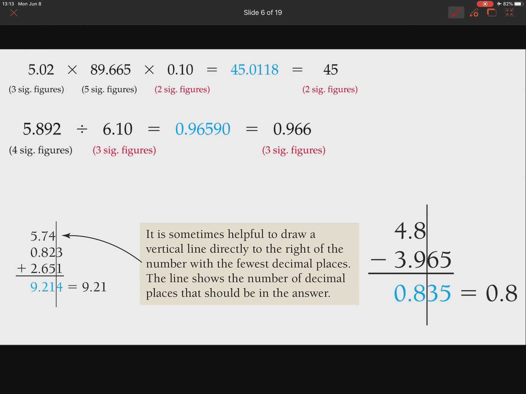Okay, so let's talk about calculations. There's the multiplication and division rule. The result of a multiplication or division carries the same number of sig figs as the factor with the fewest sig figs. This just means the number in the calculation with the fewest sig figs. So, for example, in the top equation here, we've got a 3 sig fig number, 5.02, a 5 sig fig number, a 2 sig fig number, all multiplied together.